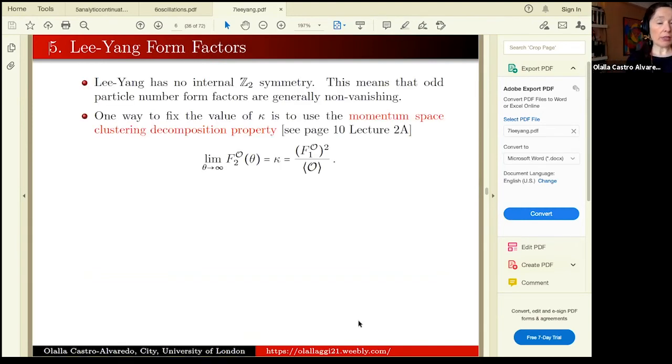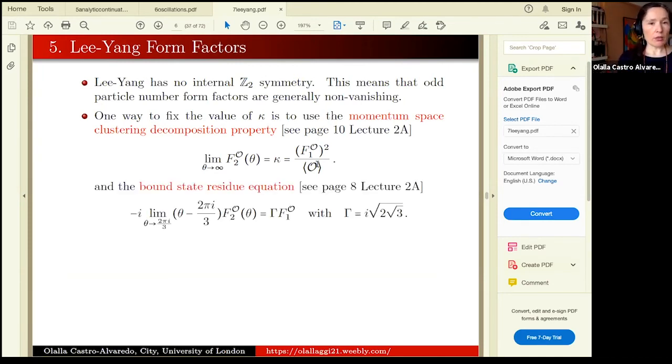Well, I have some constraints that I can use. So one constraint was this momentum space clustering decomposition property. So I expect that when theta is large, my two-particle form factor will become some constant. In fact, with these definitions I gave you, it becomes that constant, kappa. And clustering tells me that should be related to the one-particle form factor squared, properly normalized. So that gives me a constraint.